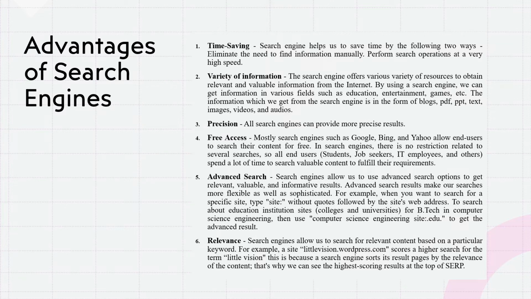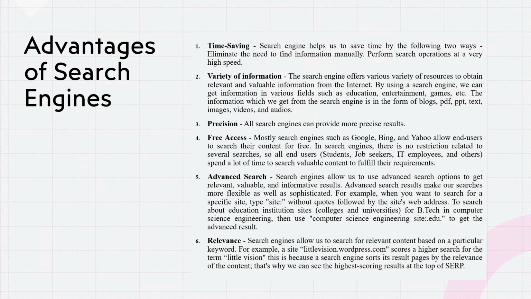Advanced search. Search engines allow us to use advanced search options to get relevant, valuable, and informative results. Advanced search makes our searches more flexible as well as sophisticated. For example, when you want to search within a specific site, type SITE without quotes followed by the site's website or web address. To search for education institutes, colleges and universities, for example for BTech in computer science engineering, use computer science engineering site:.edu to get the advanced result.